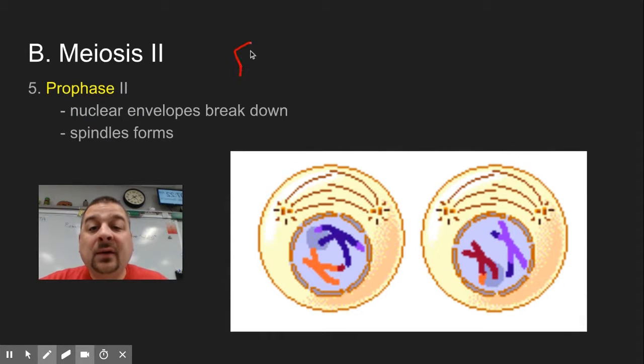Now we go through PMAT again. We call this meiosis 2 now. So we go prophase 2, nuclear envelope. We have these 2 daughter cells. It's going to happen in each one of them. The nuclear membrane begins to break down. You're forming your spindles here. The centrioles are moving to opposite poles of the cell. And this will look a little bit more like mitosis did.